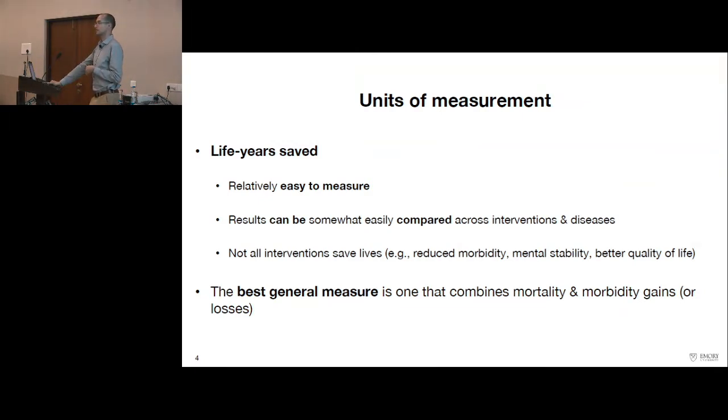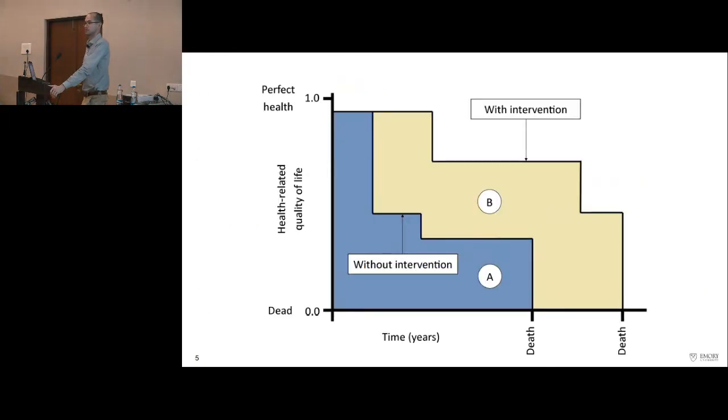Some interventions alleviate pain. Some interventions lead to better diagnostics. Some interventions just improve the general quality of life, but we still live the same number of years. So that is an issue. And so ideally, the best general measure would combine mortality and morbidity into one metric. And that's exactly what the QALY does.